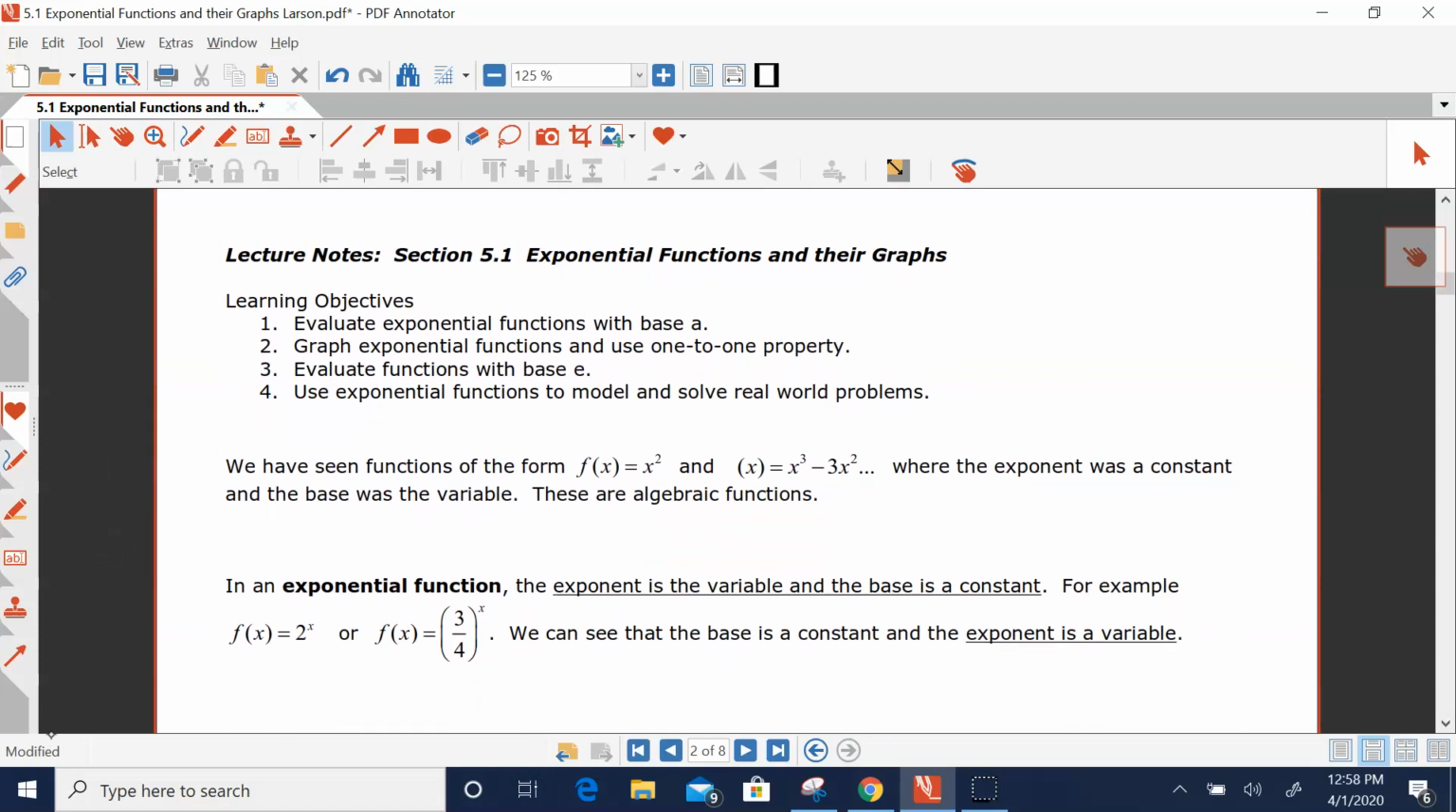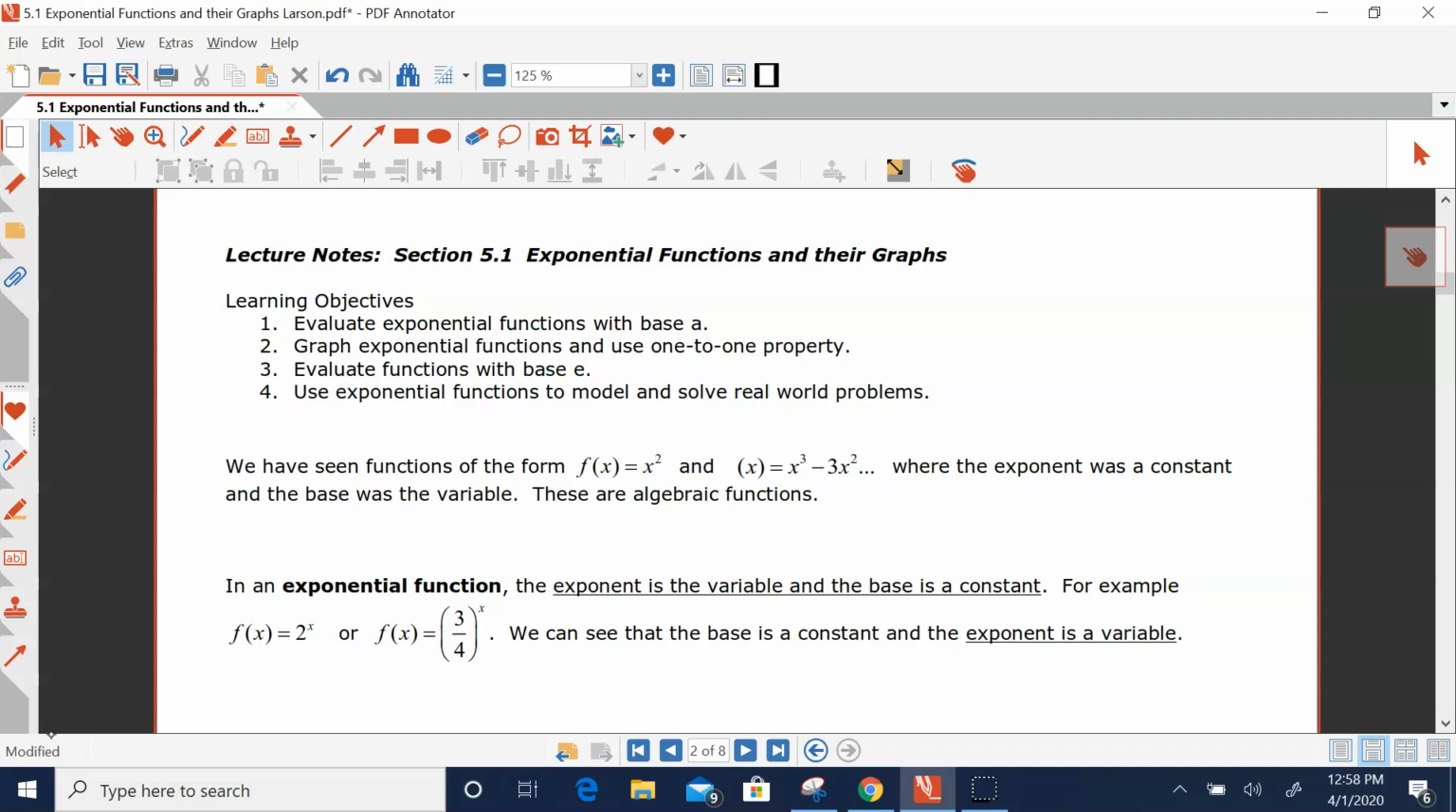So let's check out exponential functions and their graphs. We're going to learn to evaluate some functions with base a. So we need to understand the difference between a base and an exponent. We'll graph some exponential functions. We'll use a one-to-one property. We'll do some evaluation, and we'll use exponential functions to model and solve real-world problems.